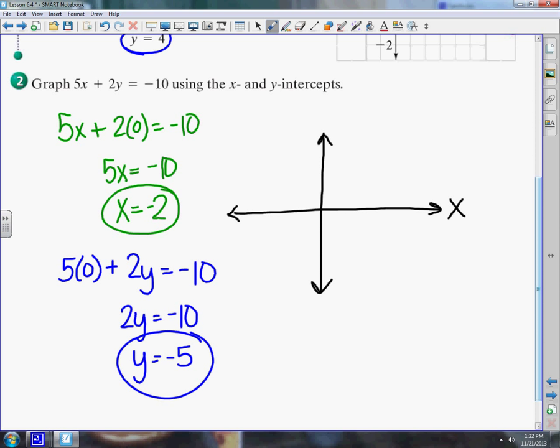X is here, and that's at -2, so I'm going to make a dot there. And Y is here, and that's at -5, make a dot there, and then I'm going to connect them. It does not have to be perfect. If you don't have graph paper, that's fine. You can just sketch it like I did right in your notebook. That's completely fine.